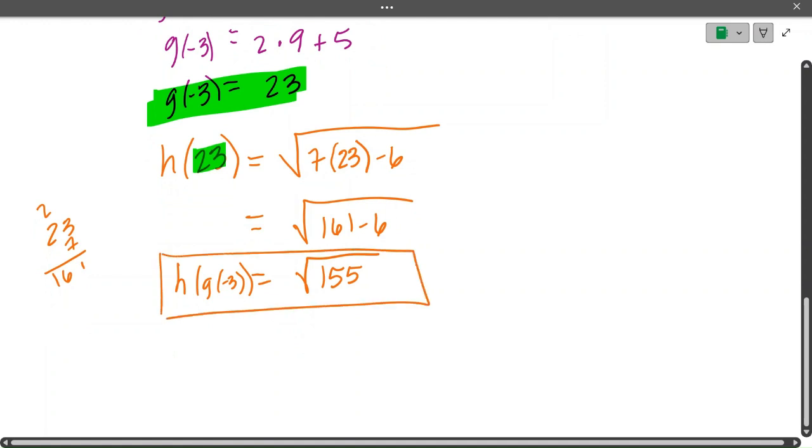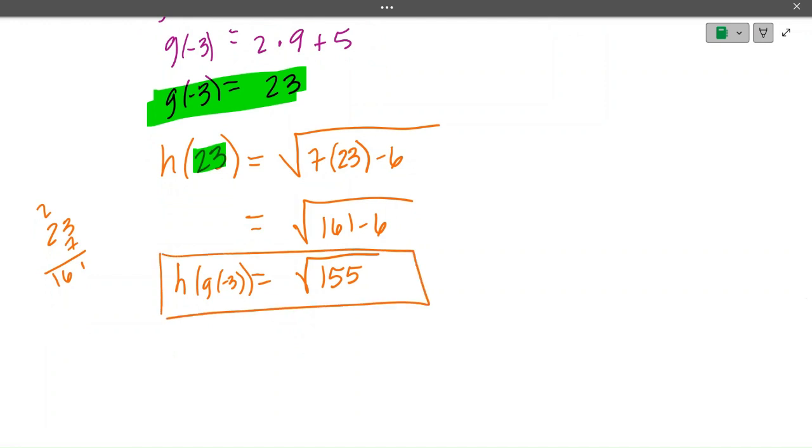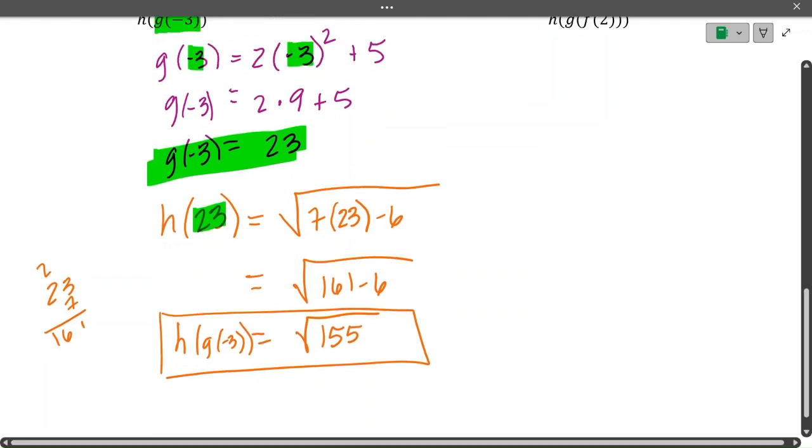All right, so I did h of g of negative 3, and you could pop this into your calculator and get a decimal version out. I tend to leave my roots that have a lot of decimals as roots, but you could certainly do that and you would get a number between 12 and 13. All right, so there's that one.